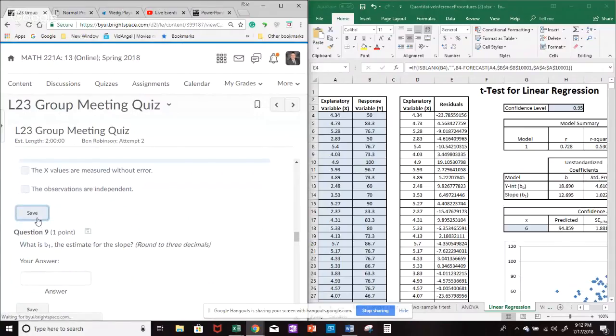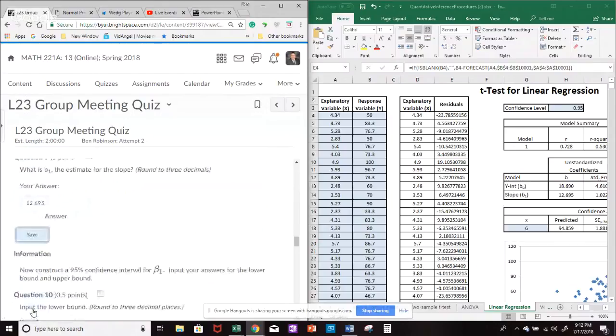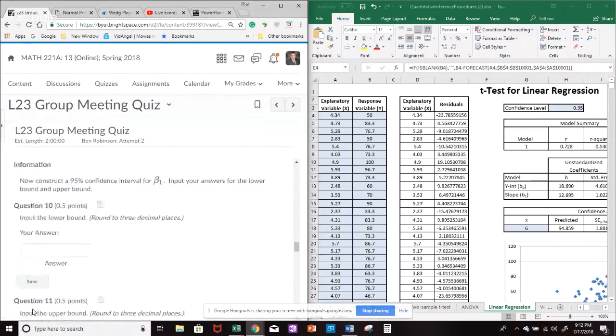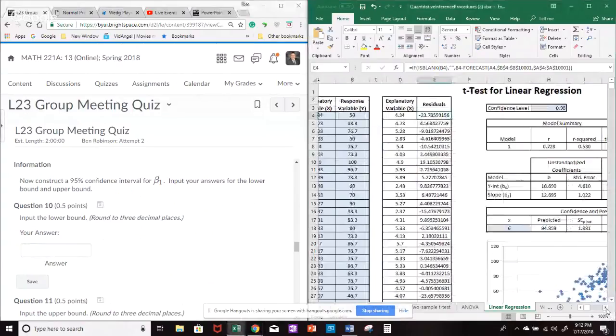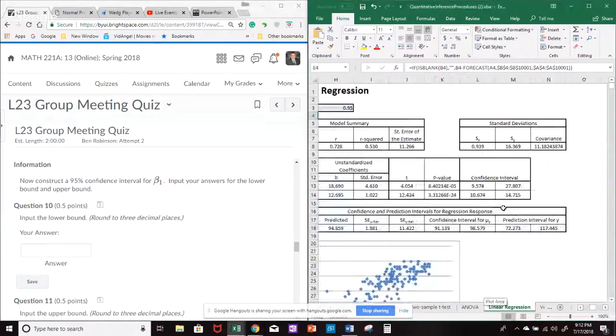Okay, so it's back to me. So what is the estimate for the slope? And so that's the 12.69 slope right there, 12.695. All right. And then what is the lower bound? It is 10.674.